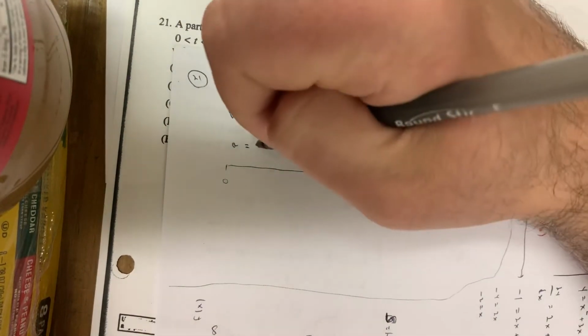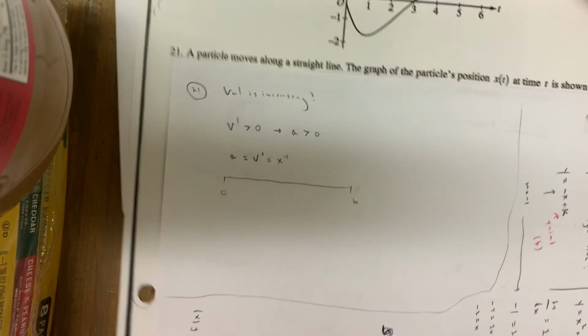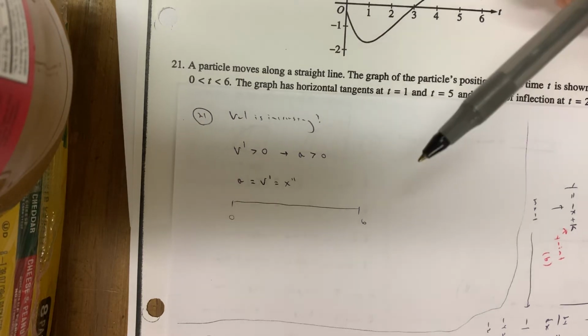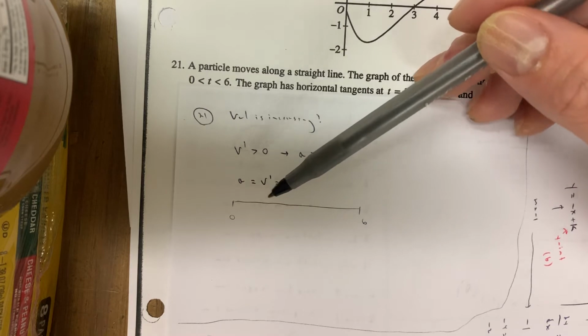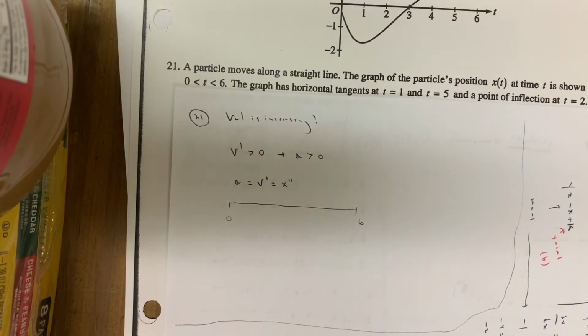The A line is really the V prime line, but we have position. That's really the X double prime line. We don't really do this too often. We spoke about it once in class before, but if you want to draw the line for the graph that you're given, that's when you check above and below the t-axis. If you want to draw the line for the derivative of the graph that you're given, that's when you check increasing and decreasing, because the derivative tells you about slope, increasing and decreasing.